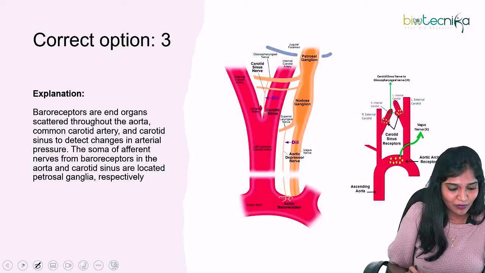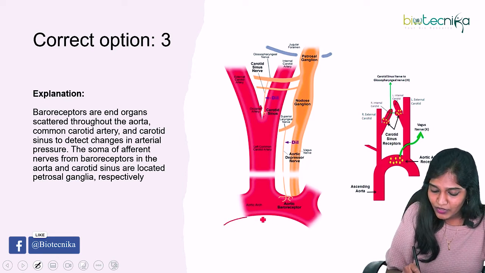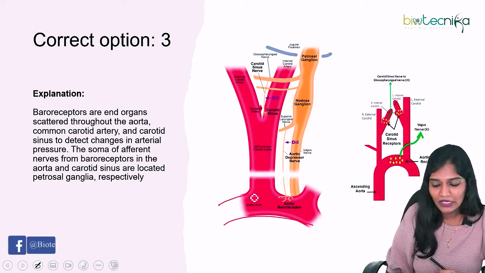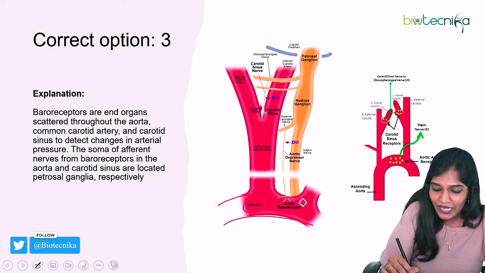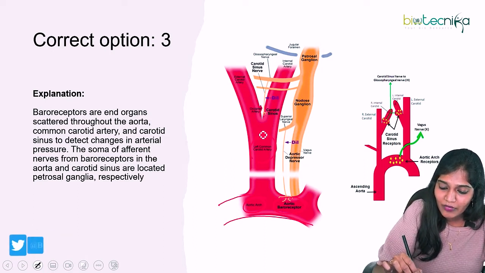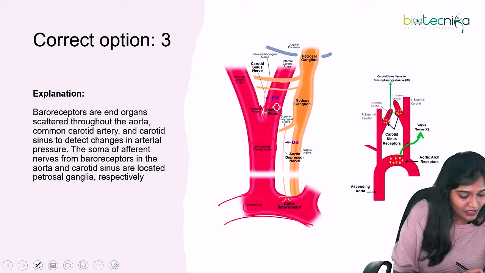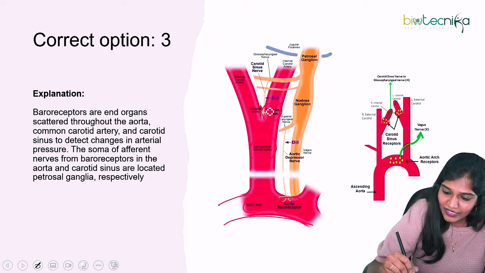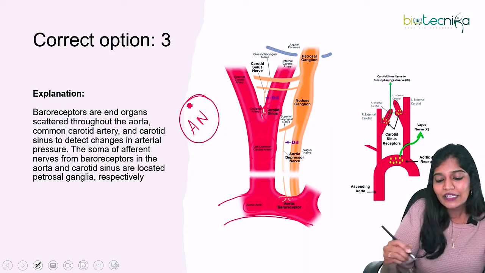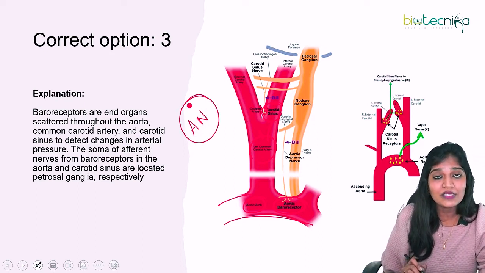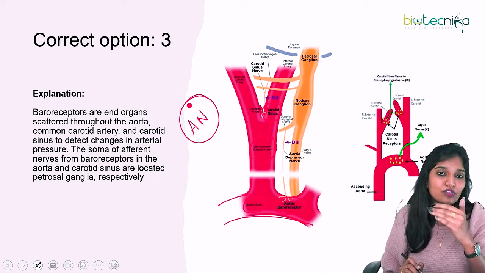So let's go to the image and understand this. This is the aortic arch, you are seeing it over here, and in this aortic arch you are seeing a baroreceptor here. This is the left common carotid artery and this is the carotid sinus. In this carotid sinus, you are seeing an afferent neuron. Afferent neurons are the ones which carry impulses from the sense organ to the CNS, the central nervous system.